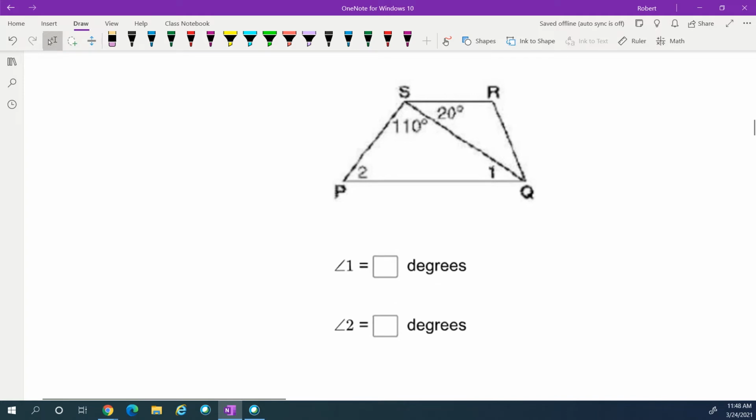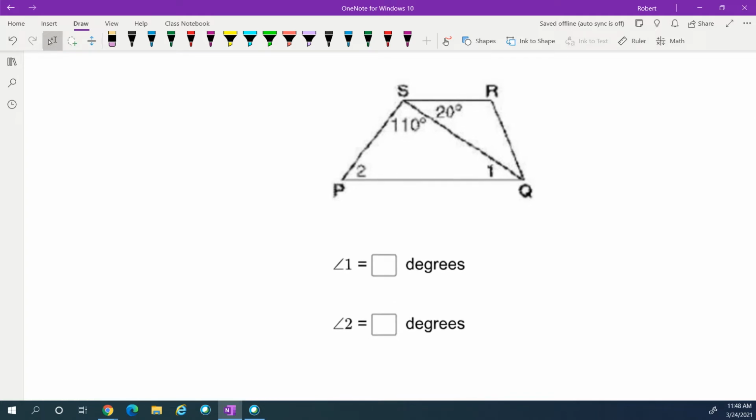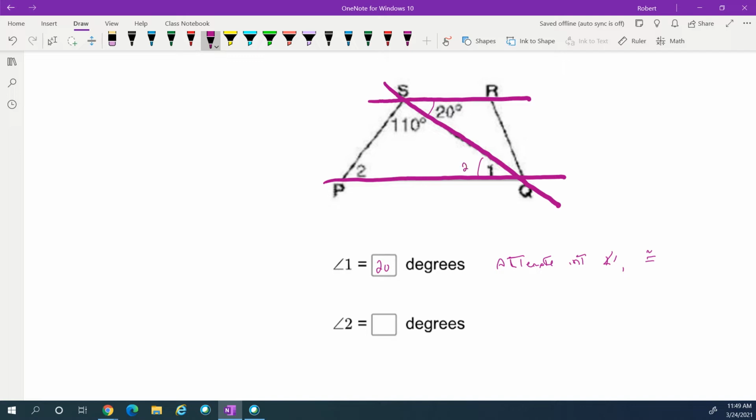In the next question, we're looking for a pair of angles. And again, since it's a trapezoid, we know that the bases are parallel. Let's find our transversal and the alternate interior angles. Are congruent. So we're just going to bring our 20 degrees down.